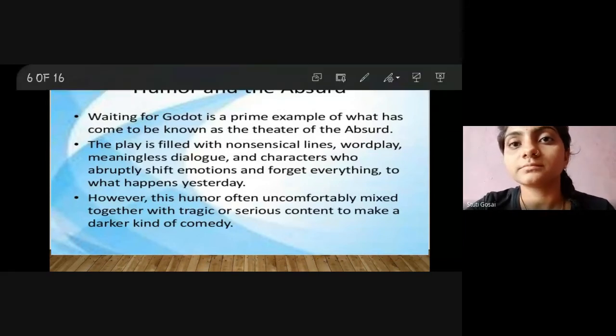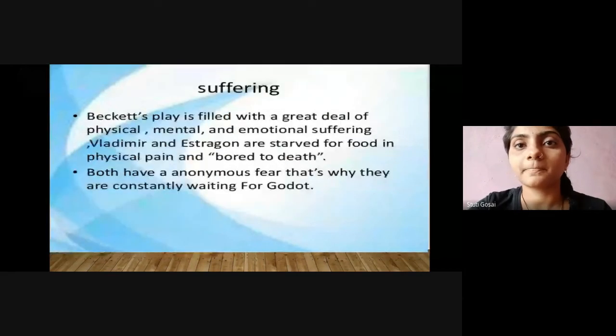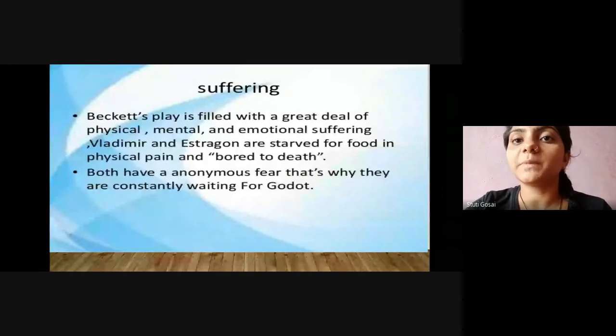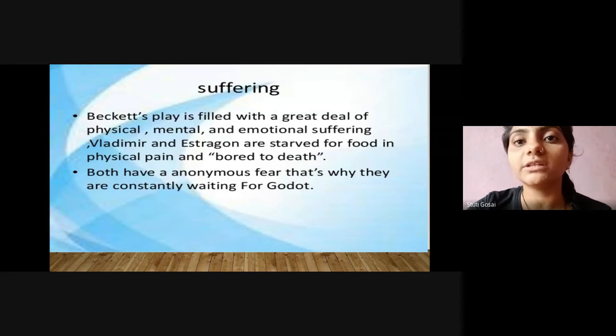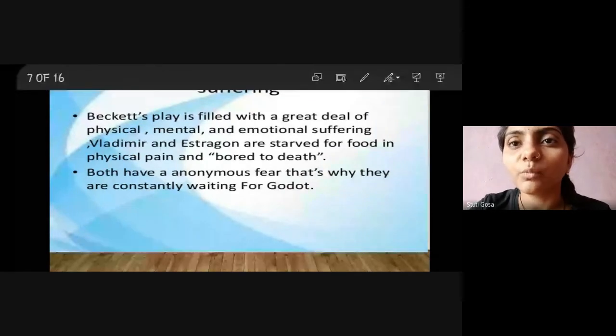Next, suffering. Beckett's play is filled with a great deal of physical, mental, and emotional suffering. Vladimir and Estragon are servants of the cycle, spent and bored to death.